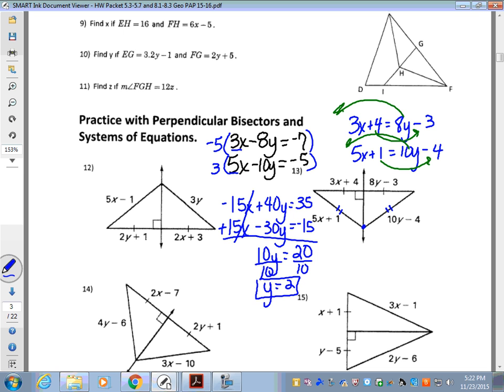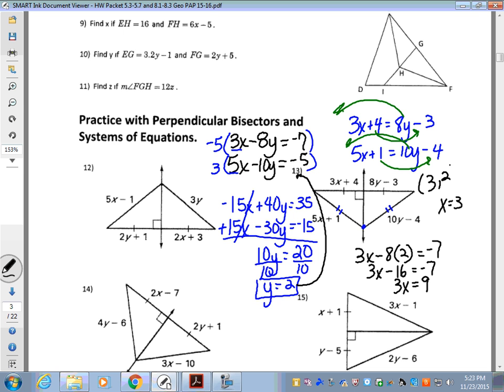So now that we have y, we are just going to plug it into one of these equations up here. Because y is 2, let's go ahead and put it in the first one. So this is going to be 3x minus 8 times 2 equals negative 7, which is really 3x minus 16 equals negative 7. Then we're going to add 16 to both sides, so we get 3x equals 9, and then x divided by 3 gives me 3. So my actual ordered pair, my solution, is (3, 2).